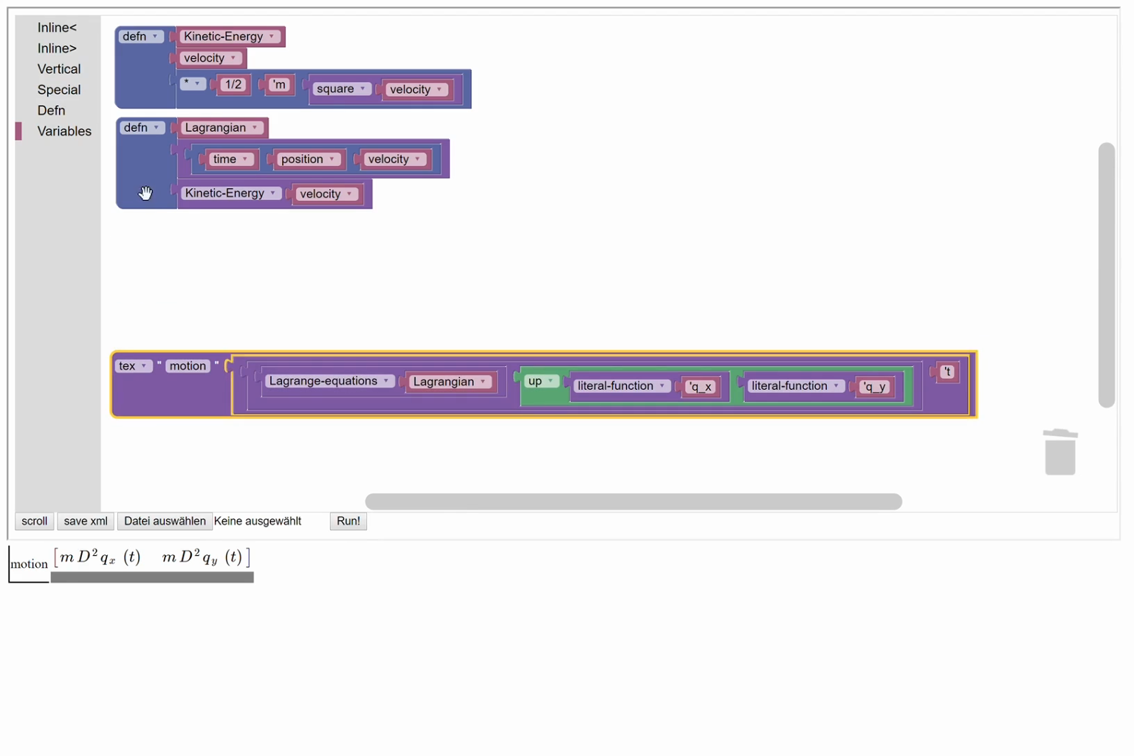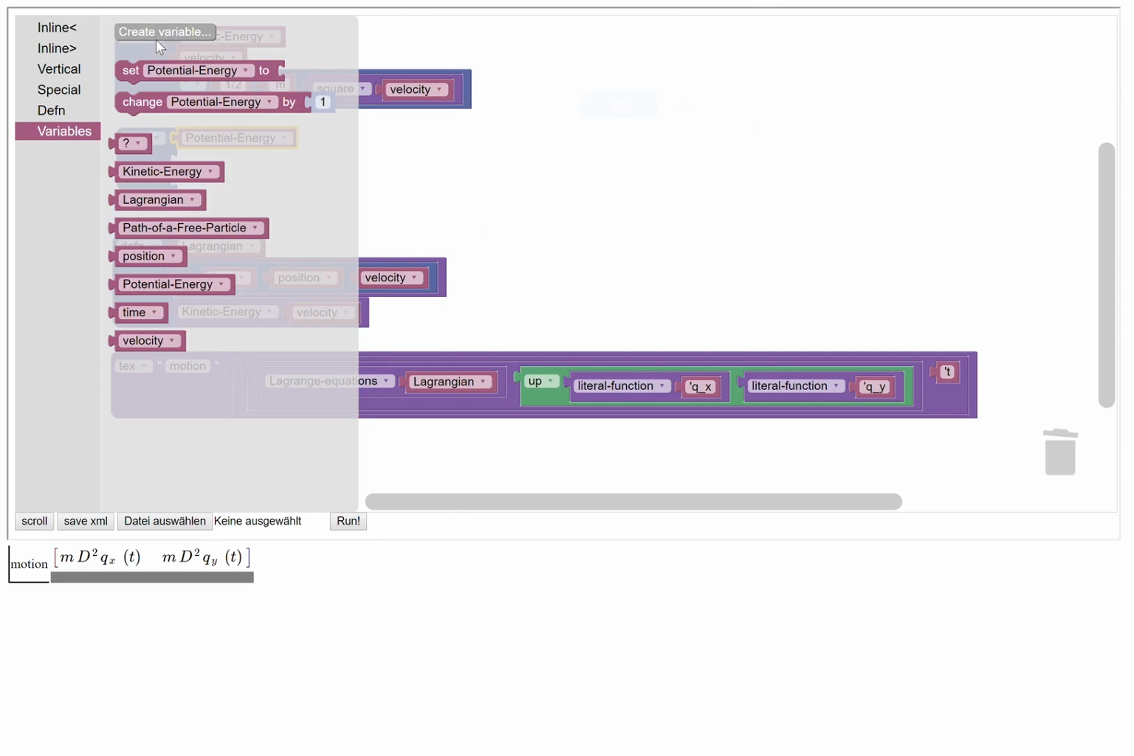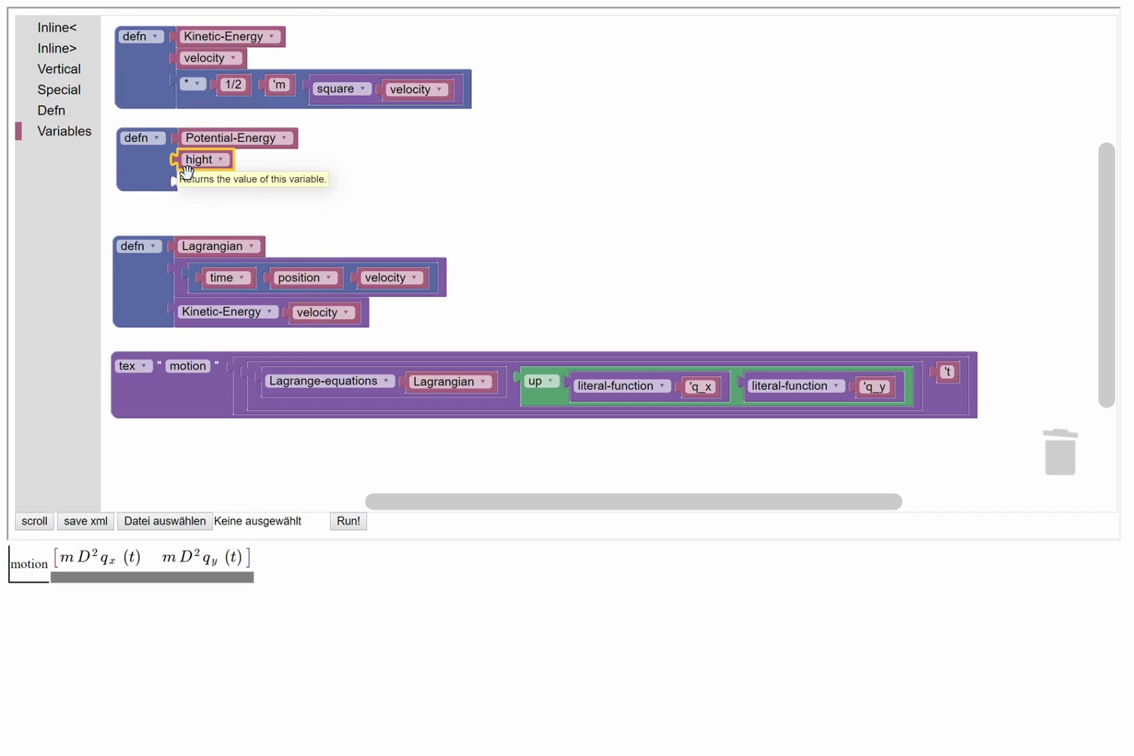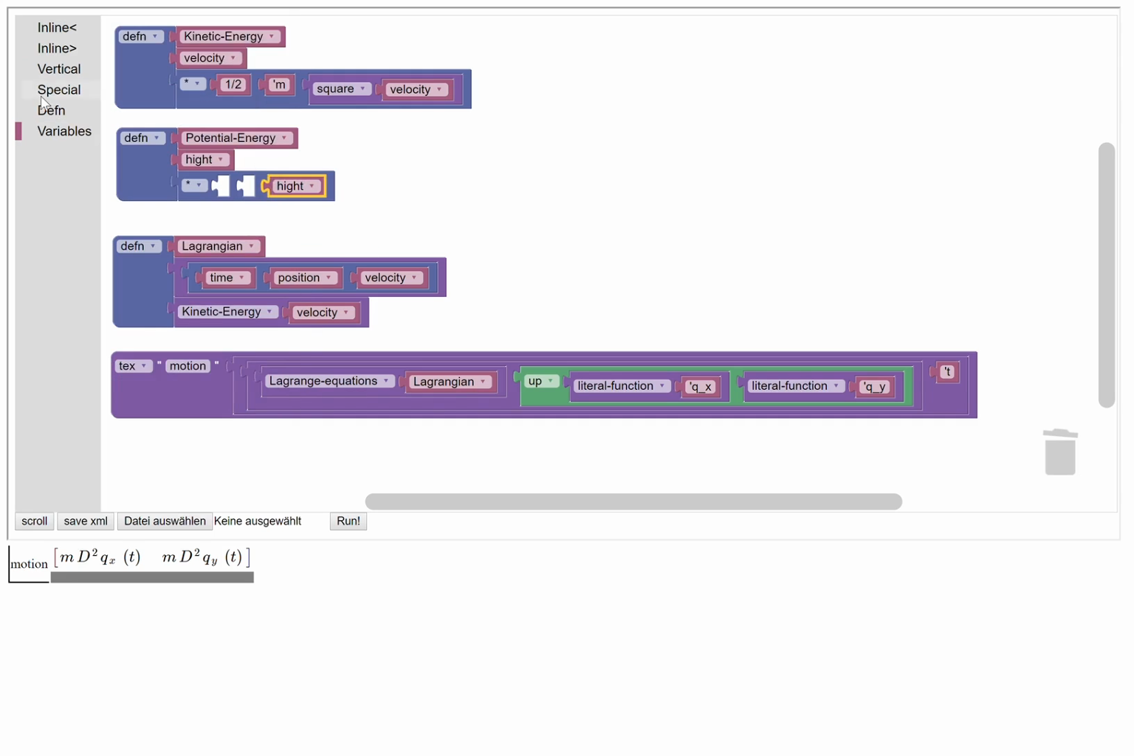Now we model a particle in the gravitational field by introducing the potential energy. It depends on the height of the particle above ground. It is m times g times the height, where g is 9.8 meters per second squared, the acceleration due to the gravity of the Earth.